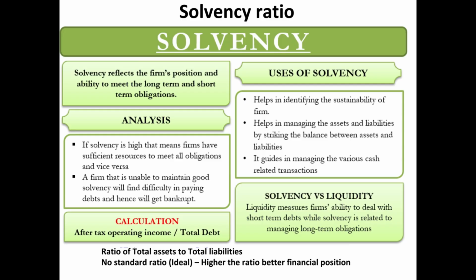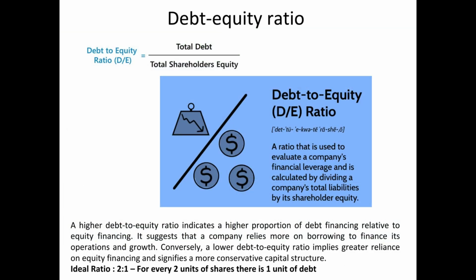And finally, solvency versus liquidity. Liquidity measures firms' ability to deal with short-term debts, while solvency is related to managing long-term obligations. No standard ratio is ideal. Higher the ratio, better financial position. Moving on to the debt-equity ratio. This ratio is super common.